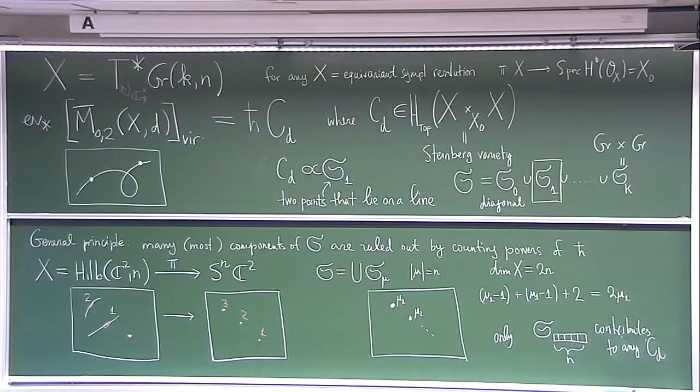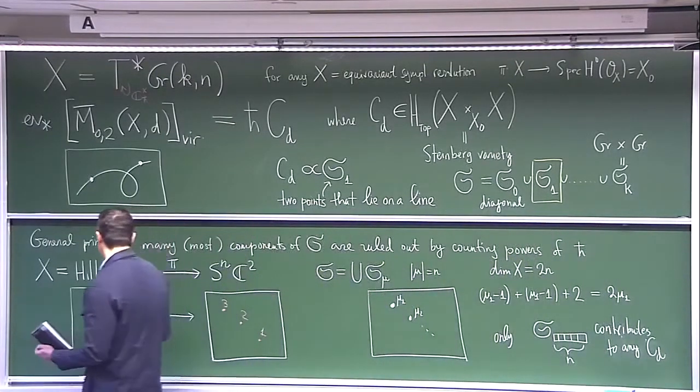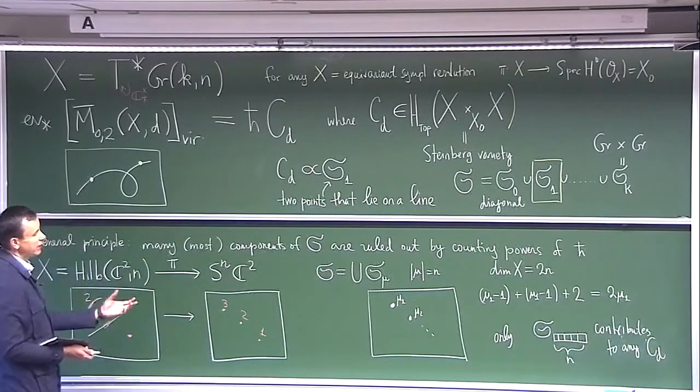And what's the argument? The argument, well, suppose I have a curve, and so it has to be a curve in the fiber of this map.